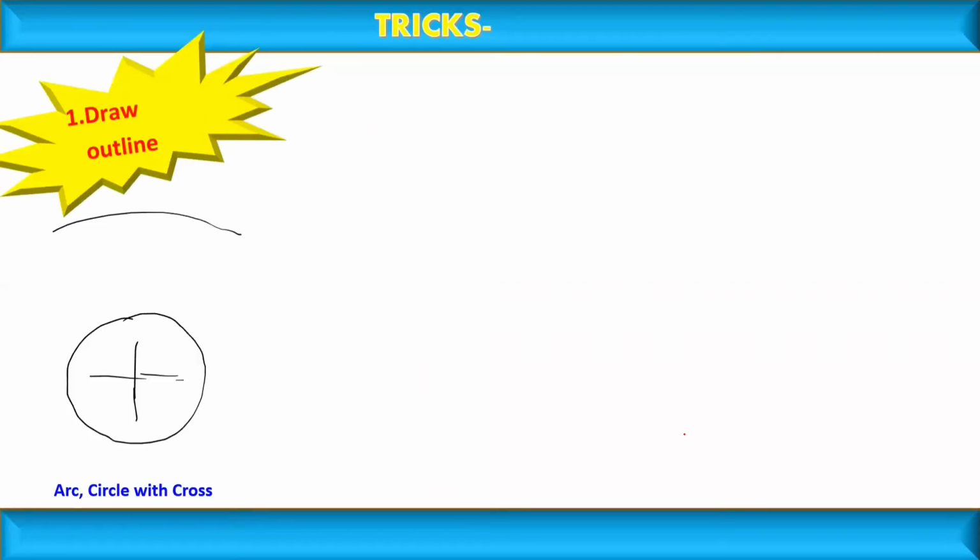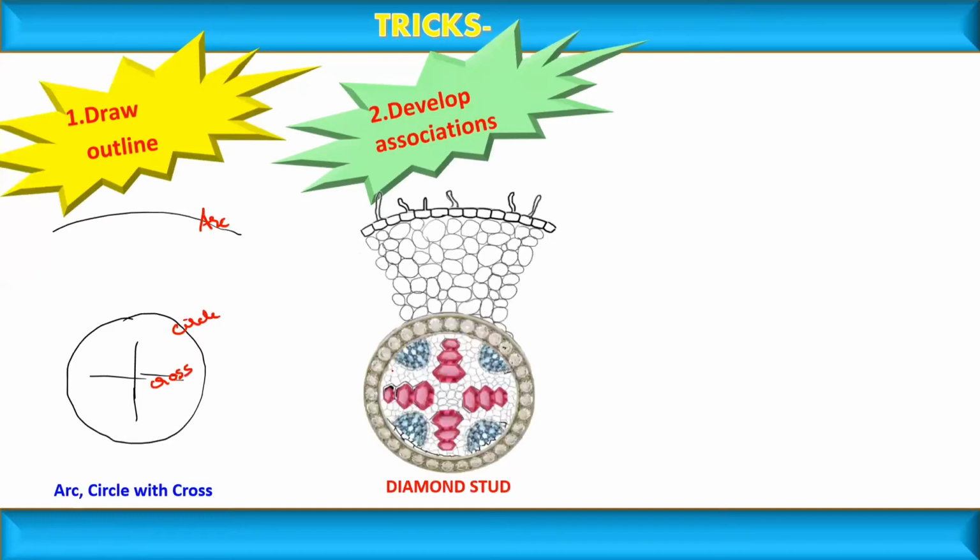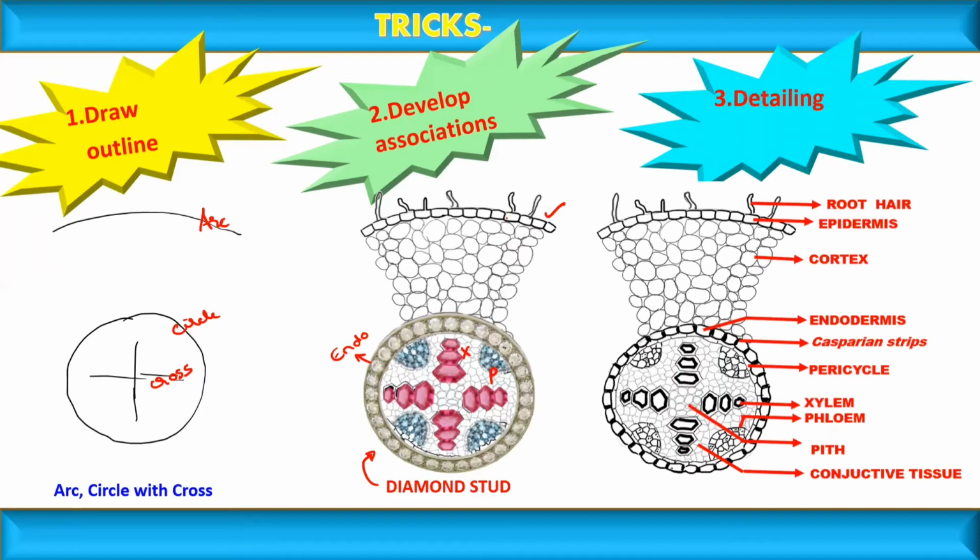So this is a diagram which I'll be teaching you with simple tricks. What are the tricks? First one, always draw an outline comprising of an arc, a circle and a cross. Remember this. Following this, we develop association. What is association? When you look at the stele, it appears like a diamond stud. The xylem representing the diamond, hexagonal ones, and then the phloem, cluster of them, and endodermis, a diamond circle. Yes, and of course, finally do the detailing with all the labelings intact.